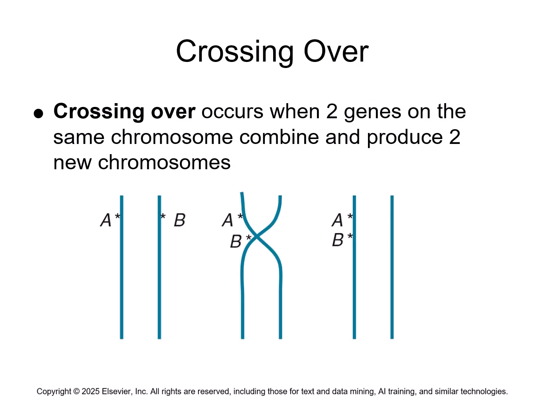Crossing over is another phenomenon that does not follow Mendelian genetics. Crossing over occurs when two genes on the same chromosome combine and produce two new chromosomes. The example here is that you have an allele on one chromosome labeled A and an allele on another chromosome labeled B. When crossing over occurs, the genes switch the chromosomes that they're on. So at the end of this process, A and B are located on the same chromosome, while the other chromosome has neither A nor B.